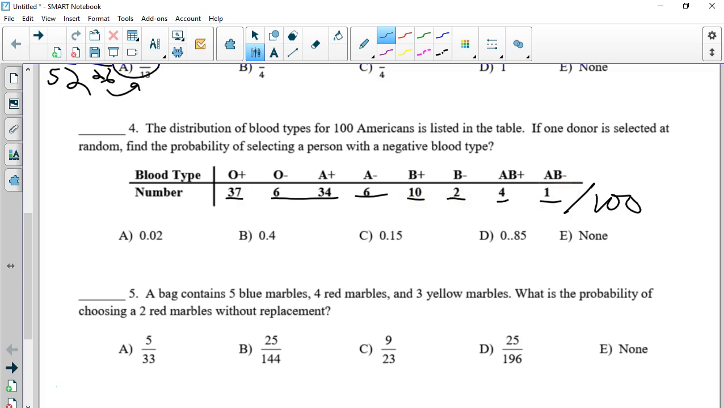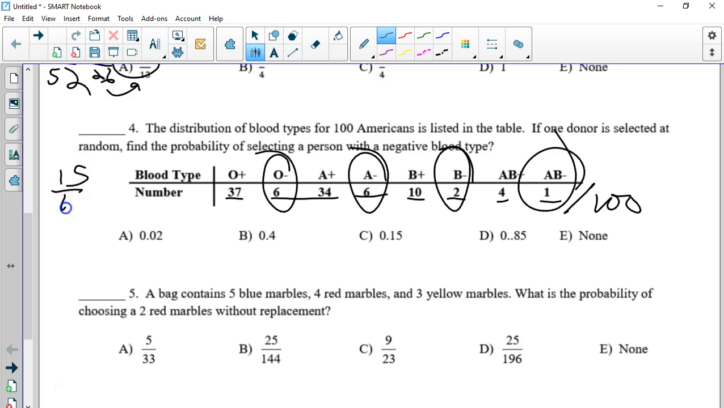So you can actually do that mentally, if you see the short combining. But then it says, what are the odds, the chances, the probability of getting a negative blood type? Let's see what those are. There's 6 here, there's 6 here, there's 2 here, and there's 1 there. 6 and 6 is 12, plus 2 is 14, plus 1 is 15. That's 15 out of 100.